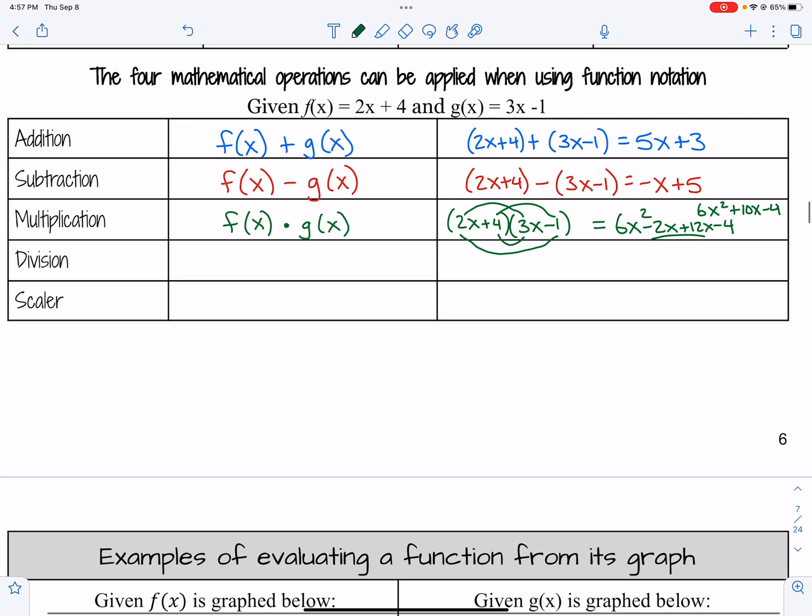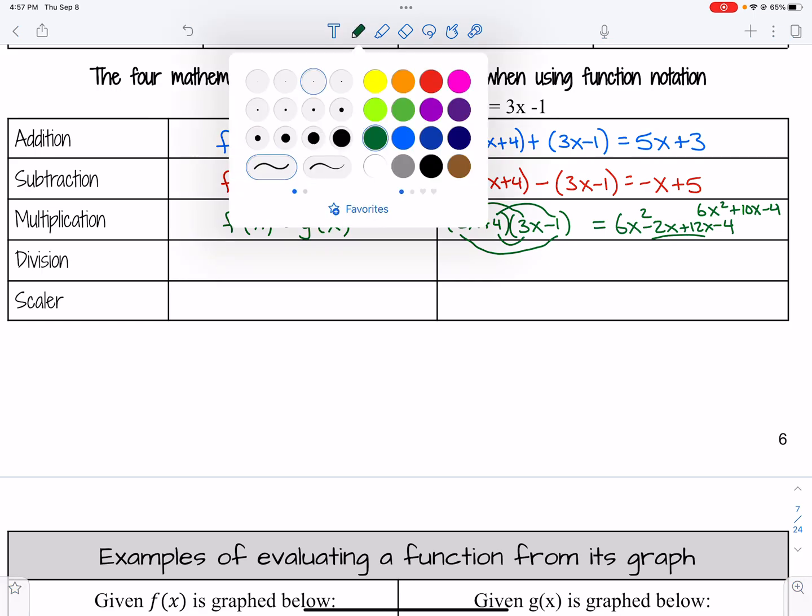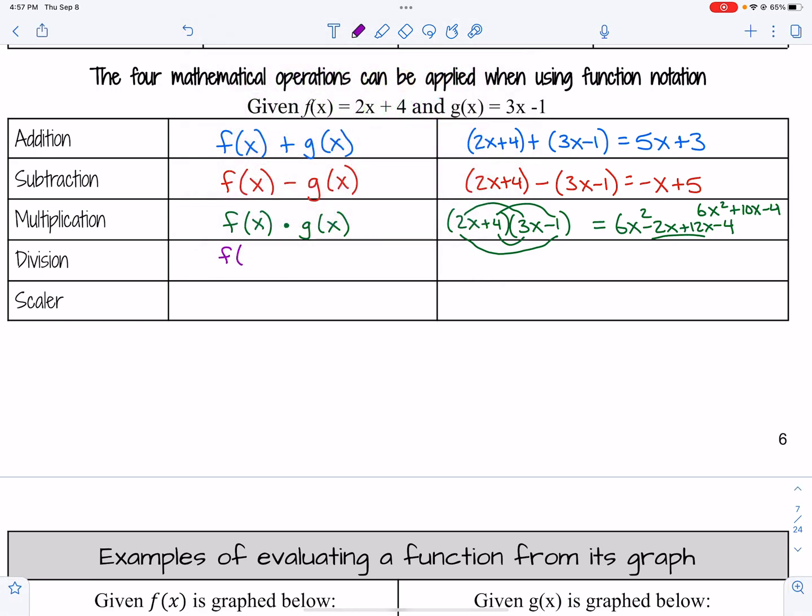So we can multiply two functions, we can add them, we can subtract them, and we can divide them. So that would be f of x divided by g of x, and you would just write it 2x plus 4 divided by 3x minus 1. Or you could even write 2x plus 4 out to the side and then divided by 3x minus 1. But then there wouldn't be anything more we could do with it at that point.